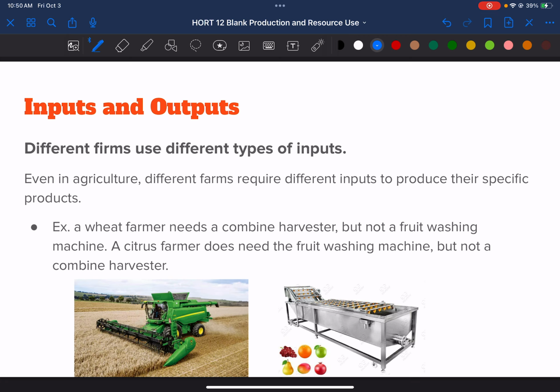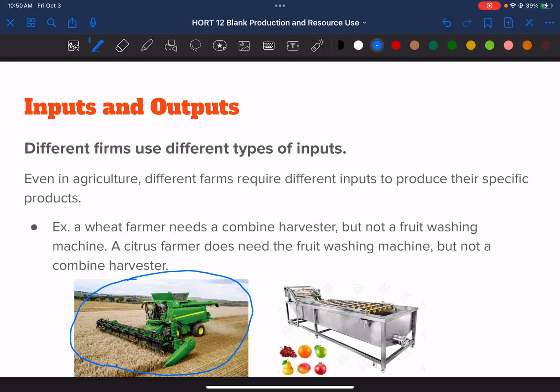So different firms use different types of inputs. And even in agriculture, if we're talking just about farms, different farms require different inputs depending on what they produce. So for example, a wheat farm needs a combine harvester, which is this big green piece of equipment over here. It harvests the grain and then it cleans it. But a wheat farmer doesn't necessarily need a fruit washing machine. On the other hand, a citrus farmer doesn't need a combine, but they do need a fruit washing machine.